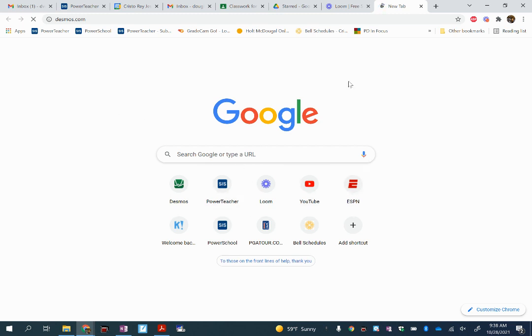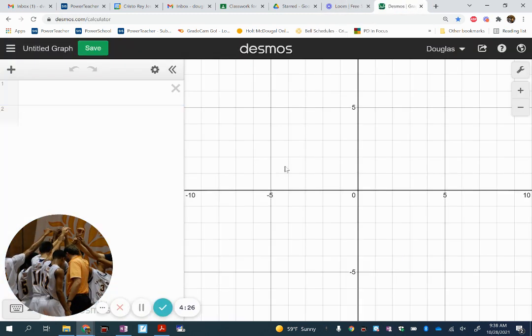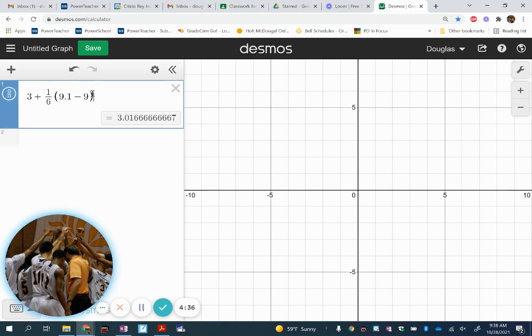Okay, I'm going to pause and see if I can get it to load here. Okay, I got it to load. So we have 3 plus 1/6 times 9.1 minus 9. All right, so the approximation here is 3.017.